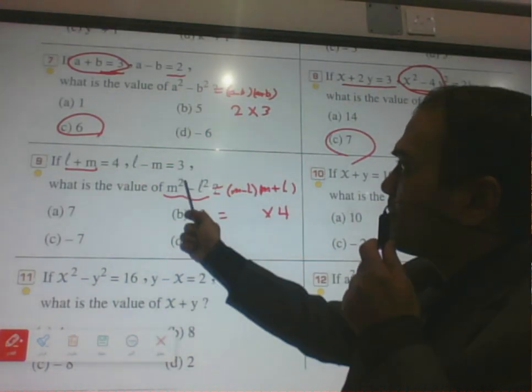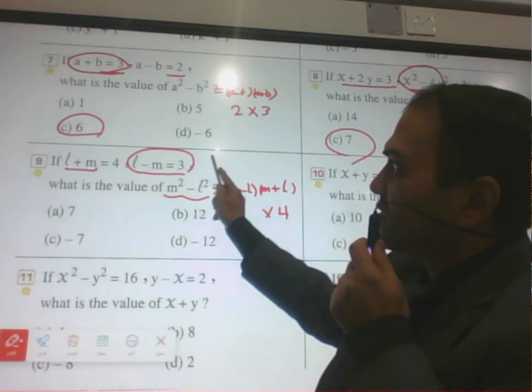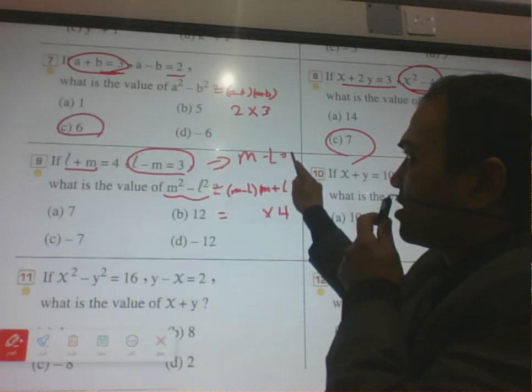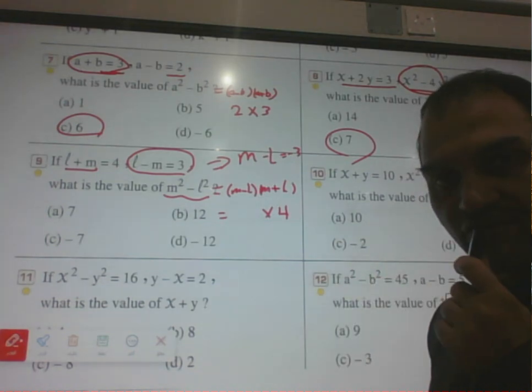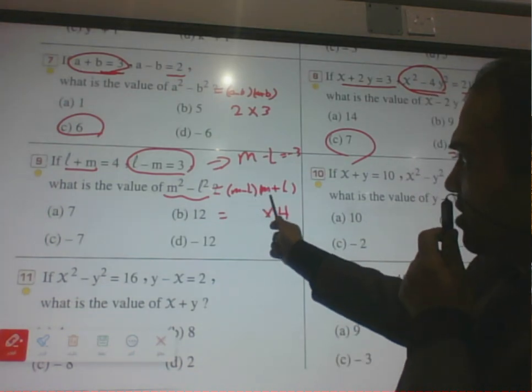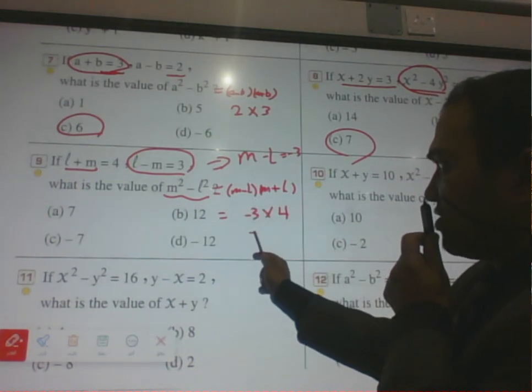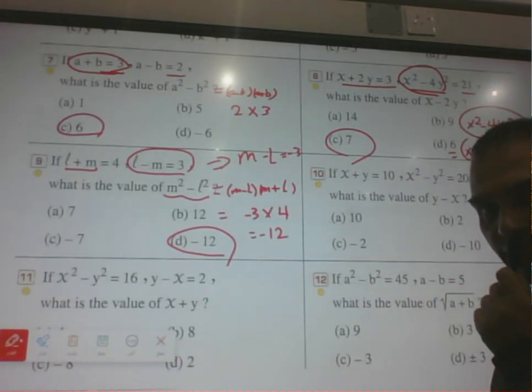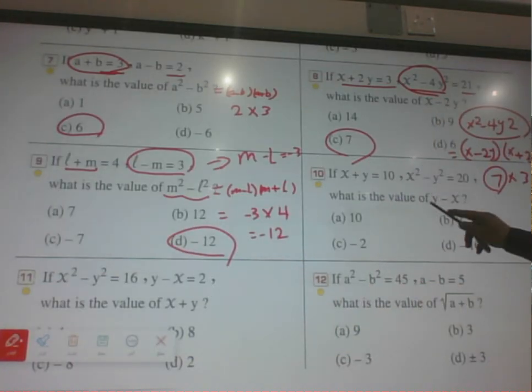And the value of M minus L, look at here, it's M minus L, not L minus M. It's the additive inverse of the expression. Look at with me here. This L minus M equals 3. Then we can write M minus L equal negative 3. Yes, negative 3 here. Then the value will be negative 12. Negative 12. It shows letter D. Next question here, number 10.